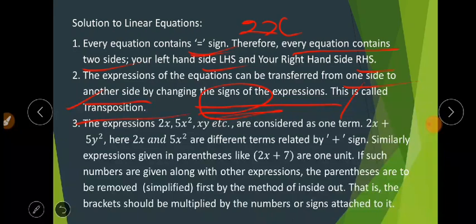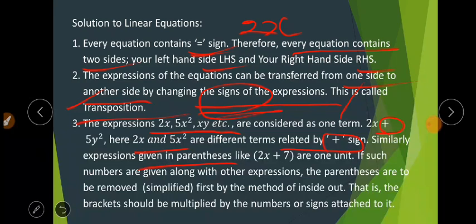Then the third point is the expressions 2x, 5x square, xy, etc. are considered as one term. All this is considered as one term. Where 2x plus 5y square, here 2x and 5y square are different terms related by a plus sign. That means if you are finding any plus sign, that time the two things will be considered as different terms.